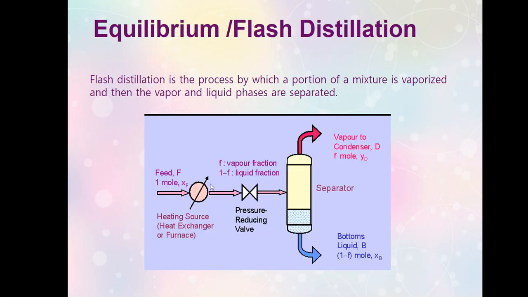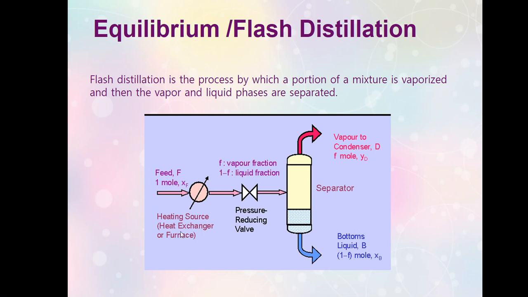Now, this is a simple diagram for equilibrium or flash distillation. A description was written here to add to what was discussed in the previous slide. So, in flash distillation, we have a portion of the mixture being vaporized, and then the vapor and liquid phases separated. There is always a process of preheating the feed and throttling it before it's introduced into the separator. We call this the separator that separates the equilibrated vapor and liquid phases.